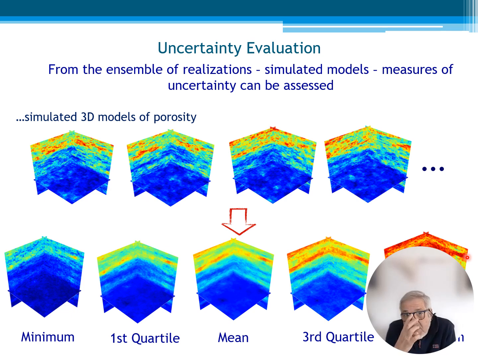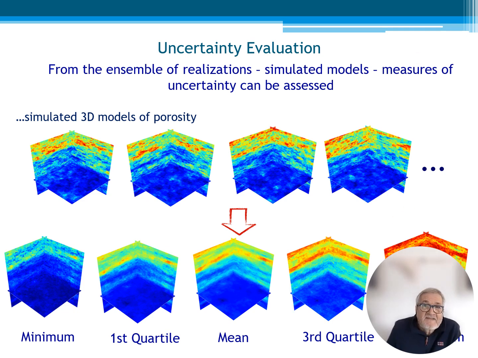But let me tell you that in some situations of highly skewed distributions, the median is more robust, in the sense of being less sensitive to the extreme values. Okay, but we also have the measures of uncertainty. Here we can compute the first quartile. In each pixel, from the set of realizations, we can compute the first quartile for each pixel, and you obtain this one. Okay, and the third quartile.